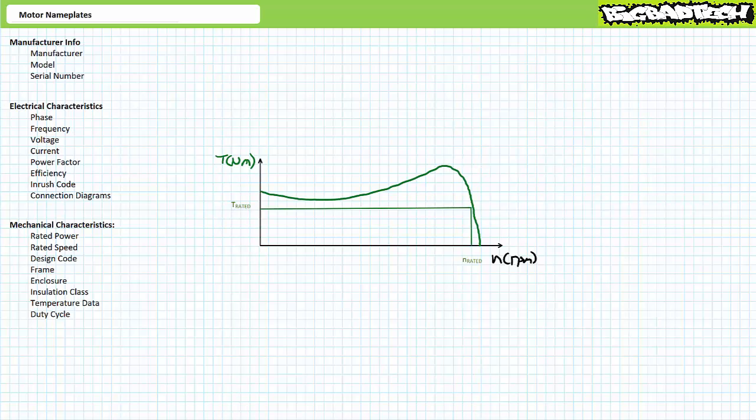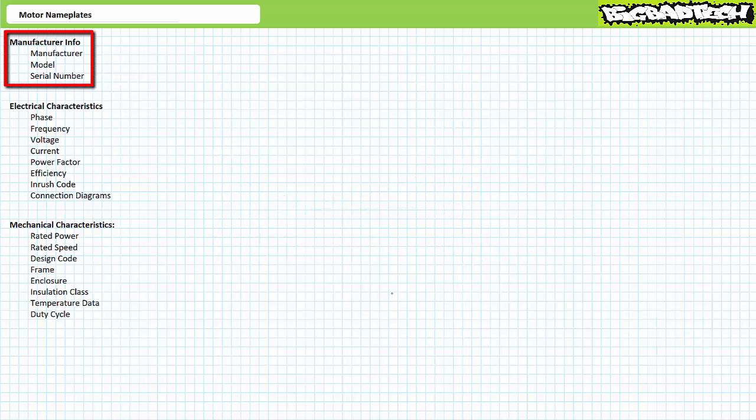At or near the rated condition, everything in the motor nameplate should be reasonably accurate, and if it isn't, something is wrong. In this sense, motor nameplates make handy troubleshooting cheat sheets. Let's take a look at the manufacturer information category first.